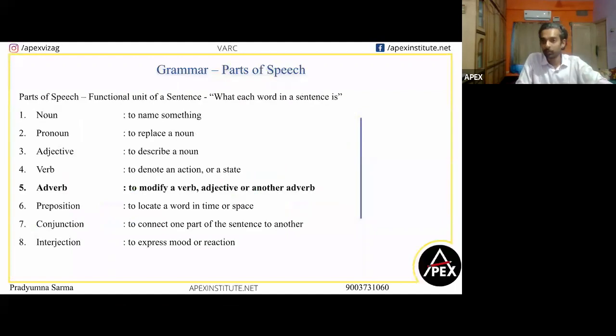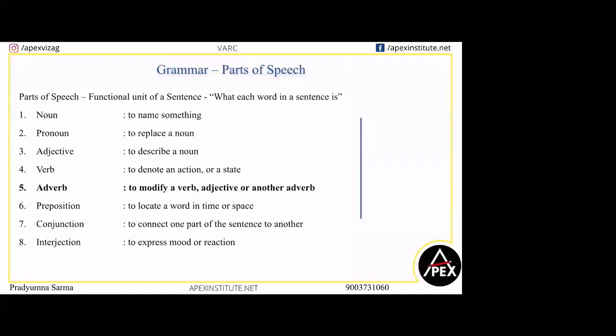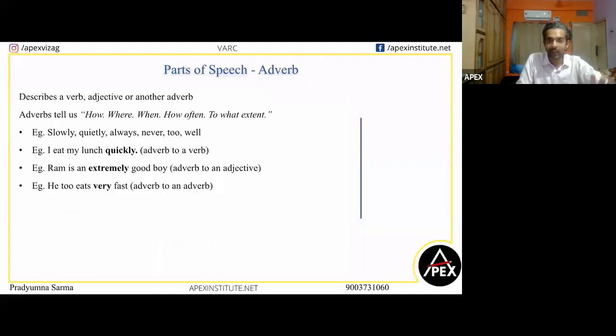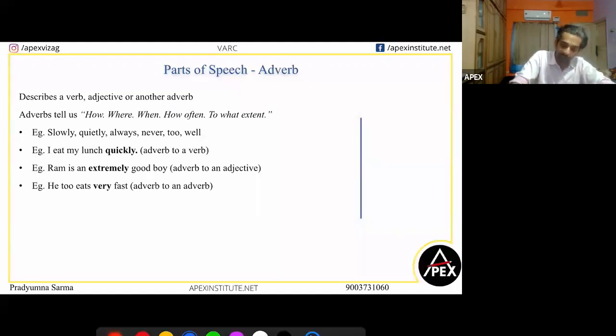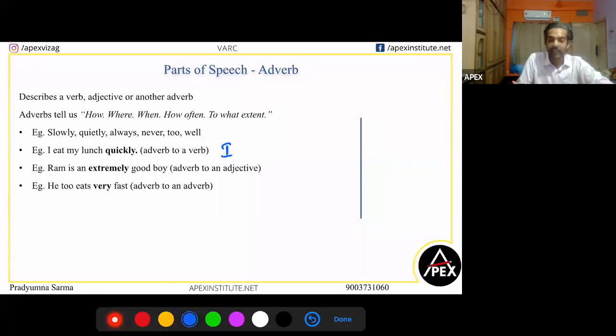Next thing is an adverb. What is an adverb? Just like I told you about an adjective, let's look at what an adverb does. But for this, I'll have to take a little bit more of an example. Look at this first example: I eat my lunch quickly, correct? Let us see what are the nouns. Whenever a sentence has been presented to you, first things first, find out the nouns. I is a noun, okay? Now, obviously, lunch is also a noun. You are only giving the name, no? So I is a noun and lunch is a noun.